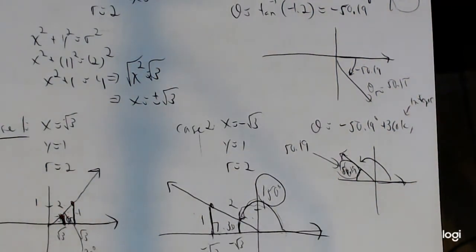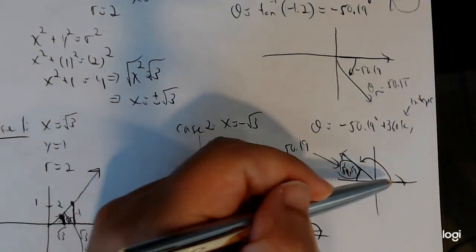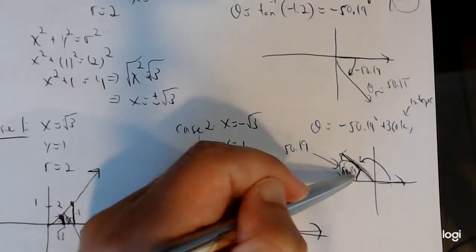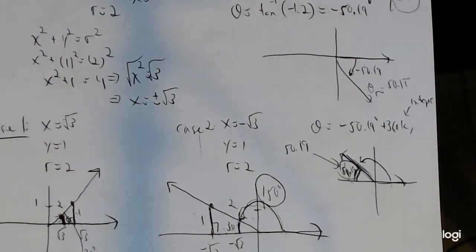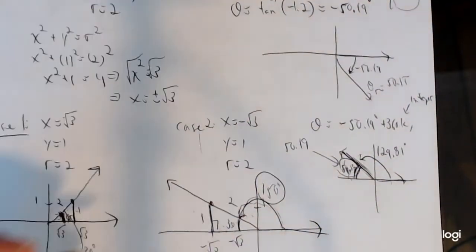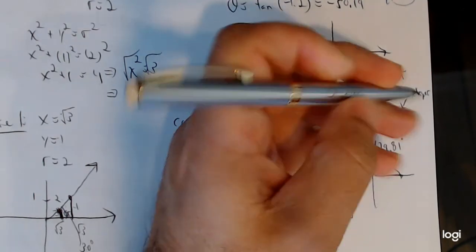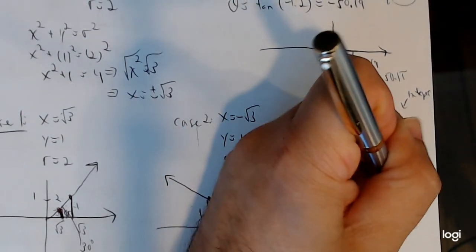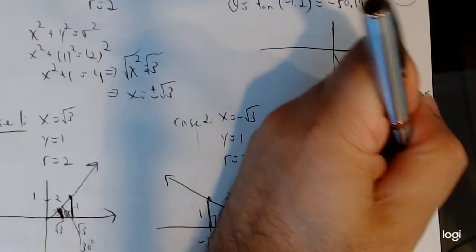180 minus 50.19. And the reason why it's 180 is because the whole thing is 180. Now to stop here, I have to take away the 50.19. That gives me 129.81 degrees. So my second angle is 129.81 degrees plus 360k, where k is an integer.